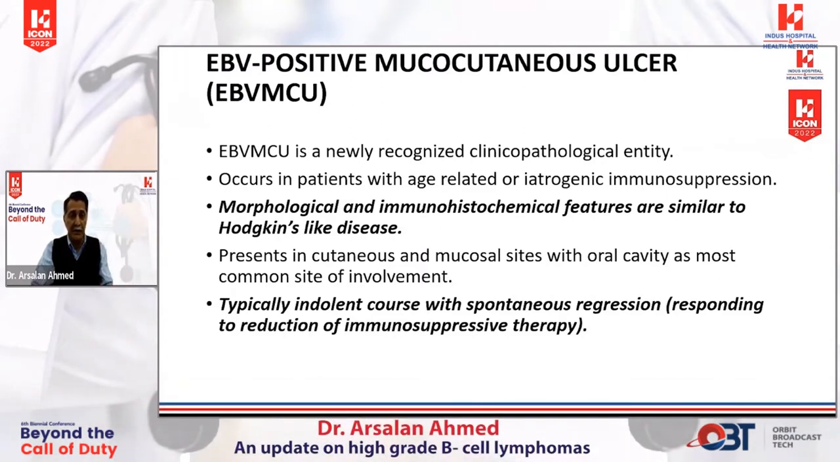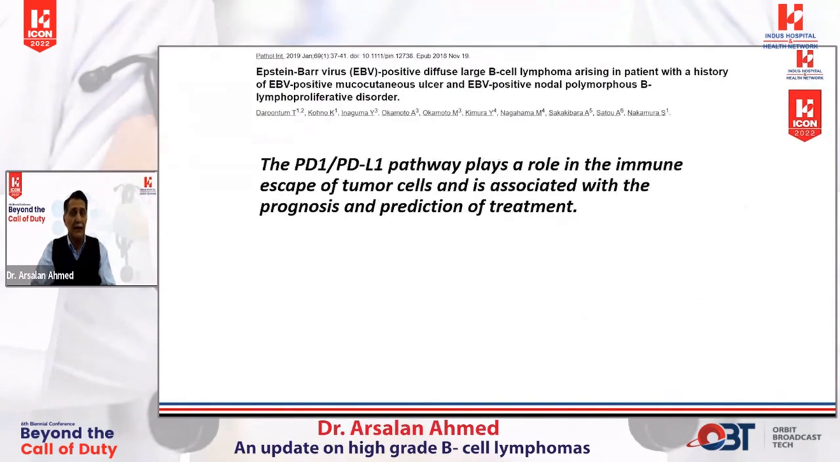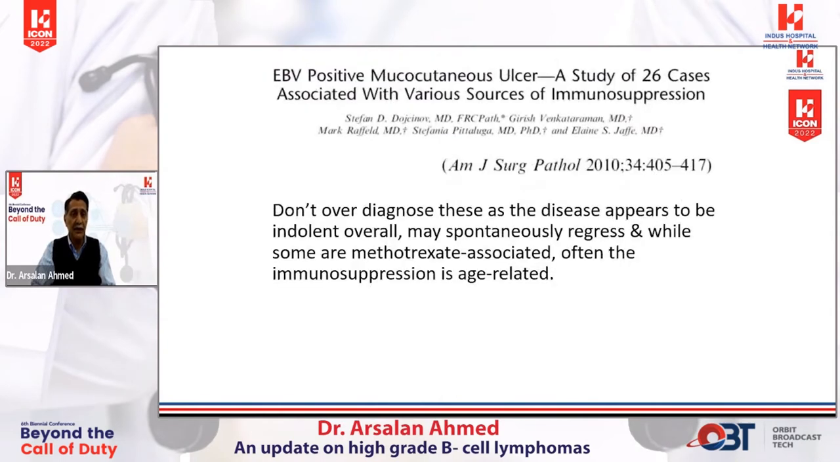So it is very important to remember that it has a very indolent course with spontaneous regression. It would be a major blunder to call it Hodgkin-like disease or even diffuse large B-cell lymphoma. So you have to keep that in mind. Since they arise this way, they have been thought to involve the PD-L1 pathway, which plays a role in immune escape of tumor cells and is associated with prognosis and prediction of treatment. As I already mentioned, according to this paper, don't overdiagnose these, as the disease appears to be indolent overall and may spontaneously regress. While some are methotrexate associated, often the immunosuppression is age related.